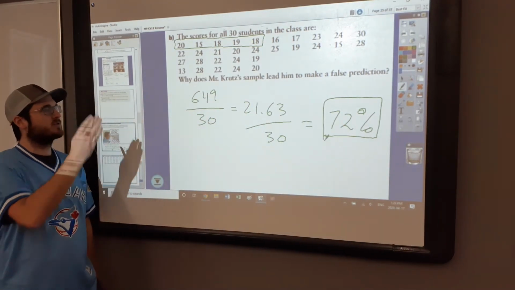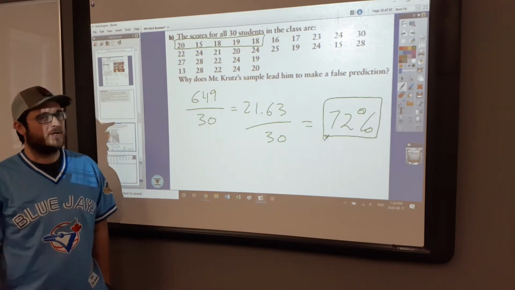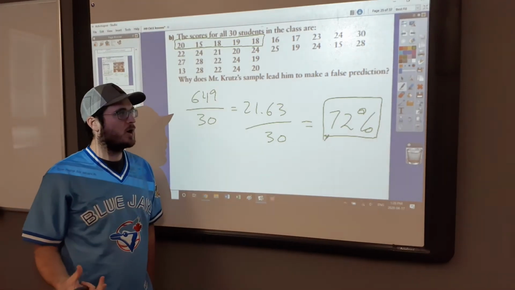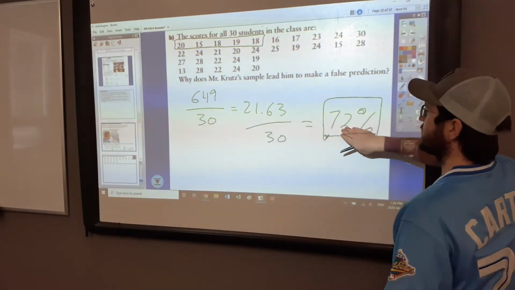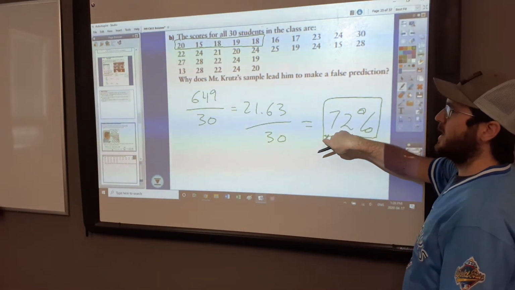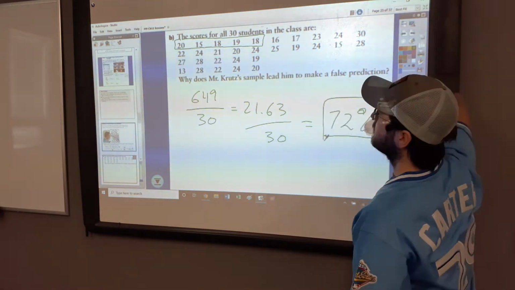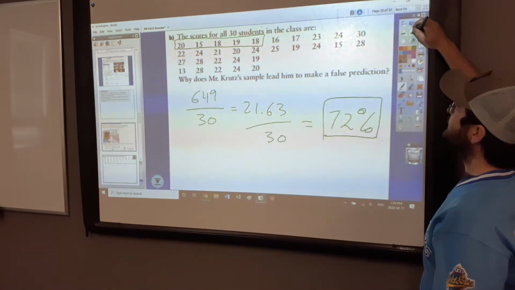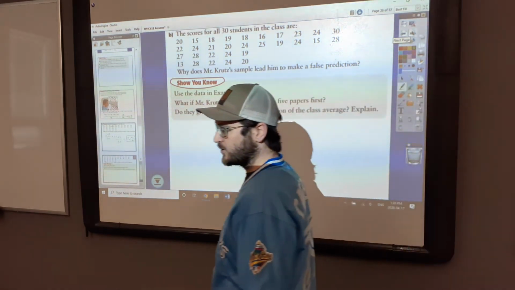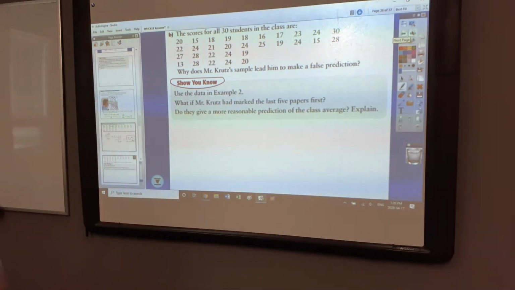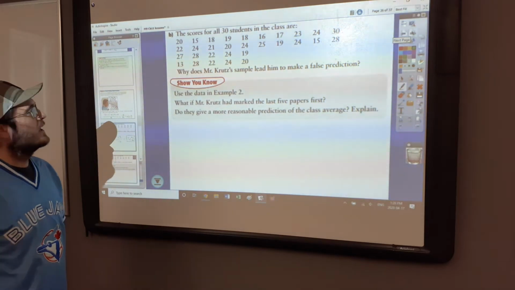So if we didn't do this extra work, then we would have made a false prediction, thinking, okay, everyone's bombing this assignment or not doing as well as they could, but it's actually not as bad. It's actually 12% higher than if he would have just taken those first 5, right? So that's part A. Part B asks, using the example, what if he had marked the last 5 papers?